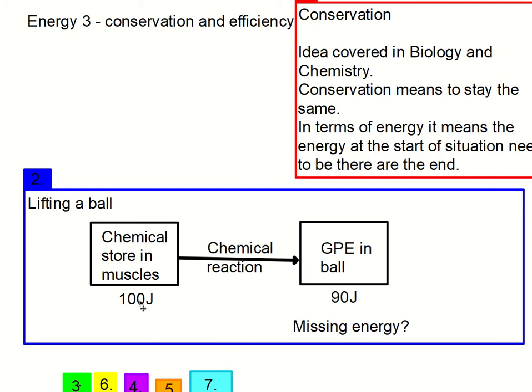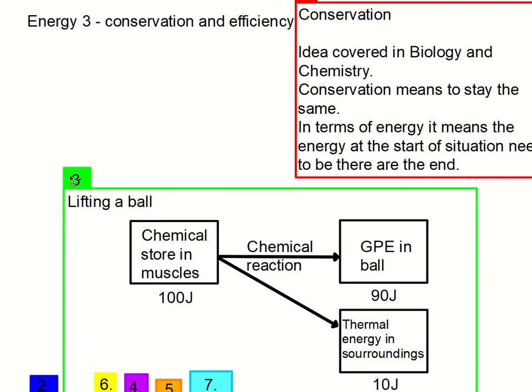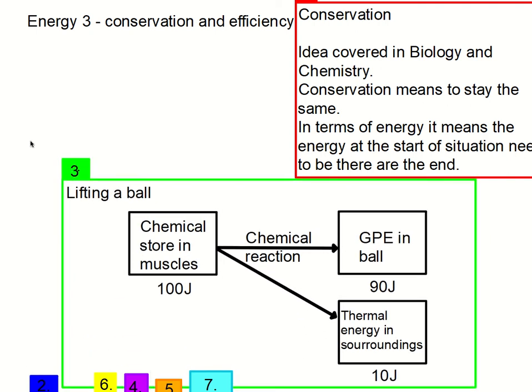In terms of this one, I've just given two numbers. So 100 I've just picked out of there simply because it's an easy number to deal with, and we start off with 100 joules therefore of chemical energy, and we've ended up with 90 joules worth of gravitational potential energy. So that implies that there's missing energy. Some energy has disappeared. We've started off with 100 joules, we've ended up with 90 joules. So does this happen? Well, no, because as I said, conservation of energy means the energy you have at the start, you have to have in the end. So this isn't right.